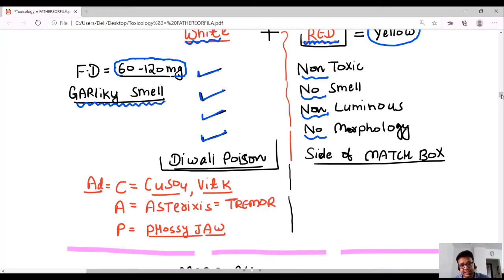Doctor, white phosphorus is a Diwali poison used for making crackers. Red phosphorus is used on the side of the matchbox.